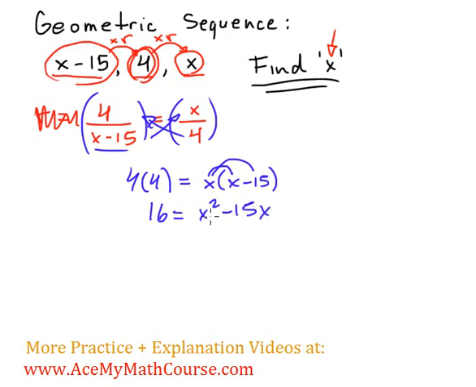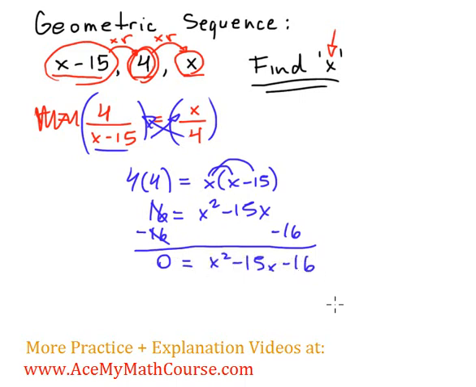At this point, I can subtract 16 from both sides of the equation. They cancel out, we get a 0 over here. So x squared minus 15x minus 16 is what we get, and it's equal to 0. At this point, we can actually solve through many different methods. The quadratic formula, we could use completing the square, or even a graphing calculator.